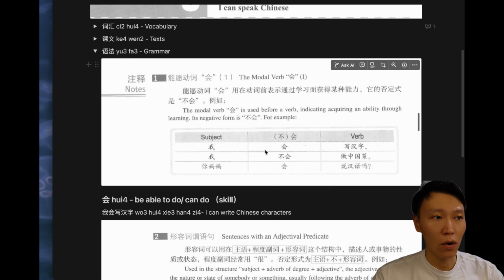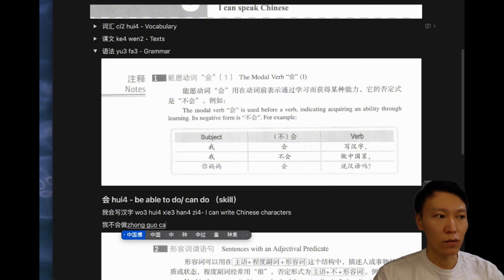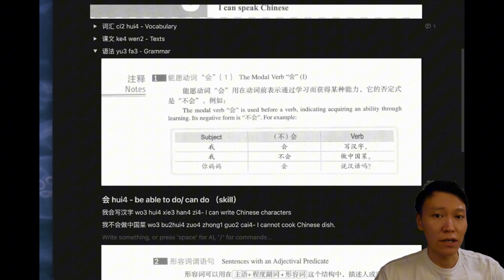Second example, 我不会做中国菜. So I cannot cook Chinese dish. So cooking Chinese or cooking in general is a skill. Everyone needs to learn it. So if you don't know how to do it, then you have to say 我不会做中国菜.